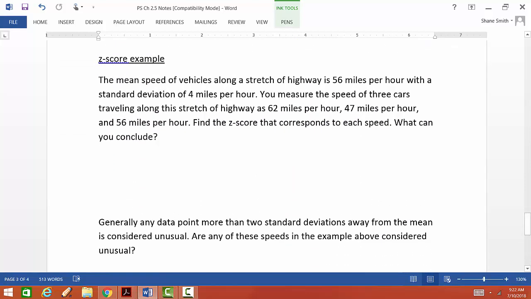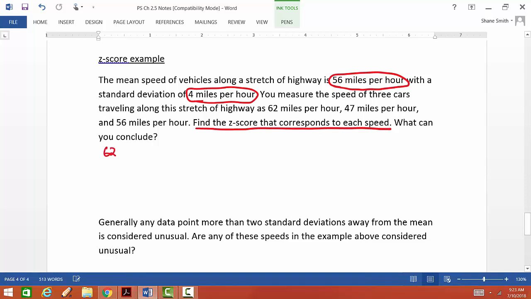So this first example: the mean speed of vehicles on a stretch of highway is 56 miles per hour. That's important because that's the mean speed. And the standard deviation is 4 miles per hour. So we definitely need those two things. You want to measure the speed of 3 cars along the stretch of highway. You get 62, 47, and 56 miles per hour for those speeds. We're asked to find the z-score that corresponds to each speed, and what can you conclude?